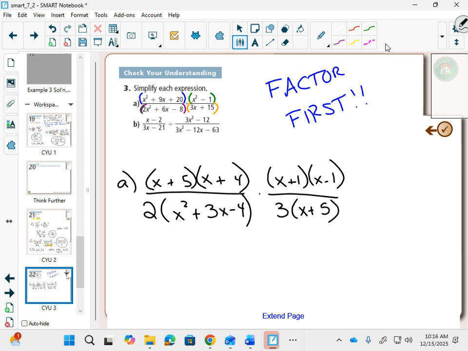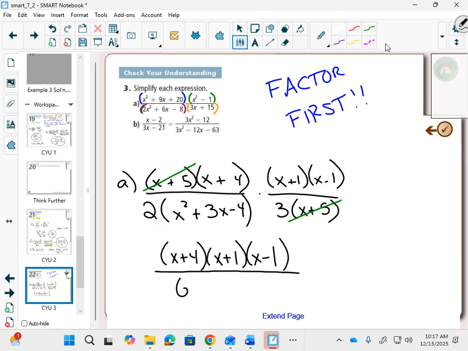Now that I've factored some of them, is there anything that simplifies? Anything identical? Yes. I can cancel out both those. Do I see anything else? No, at the moment. Okay, I'm going to regroup. What am I left with? On the top, I'm left with an x plus 4, an x plus 1, and an x minus 1. On the bottom, the 2 times 3, that'll be a 6.